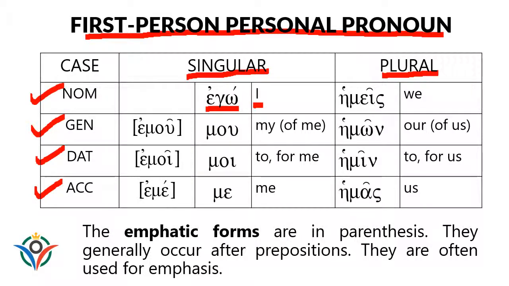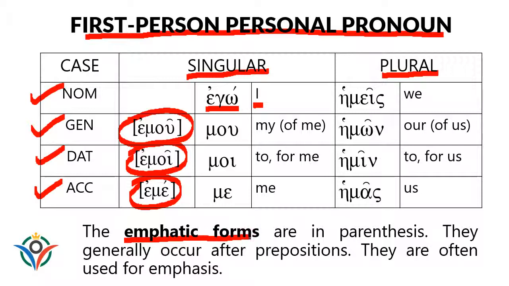The genitive singular, as you can see here, we have a word that is in brackets or parentheses, and all these forms here in parentheses are what we call the emphatic forms. All right, they generally occur after Greek prepositions, and they are often used for emphasis. All right, so I just want to make you aware of what those emphatic forms are, but I want to focus primarily on these forms here that are not in parentheses.